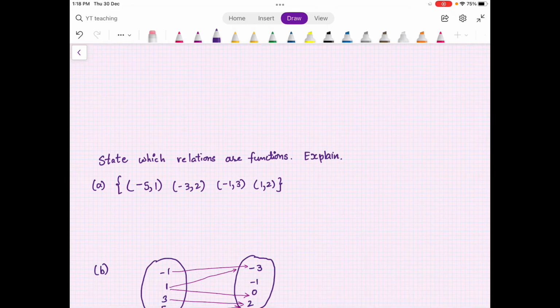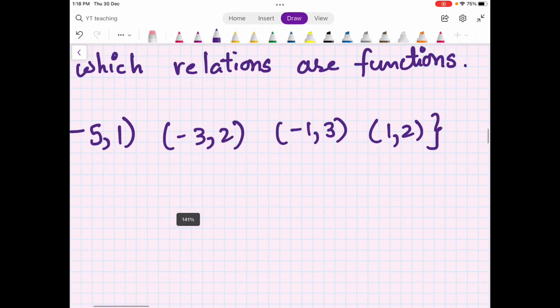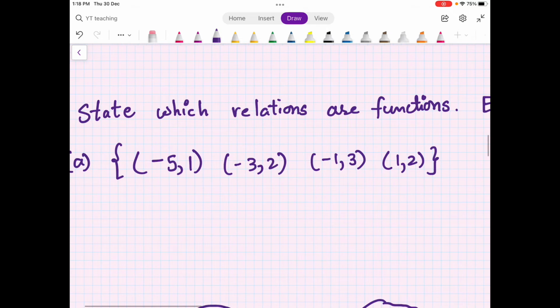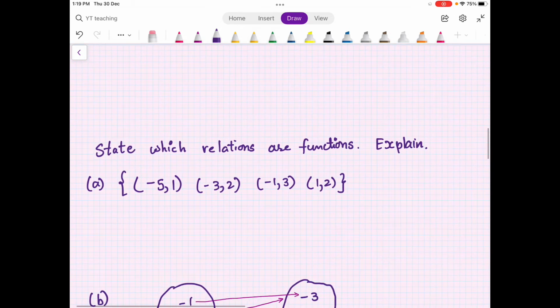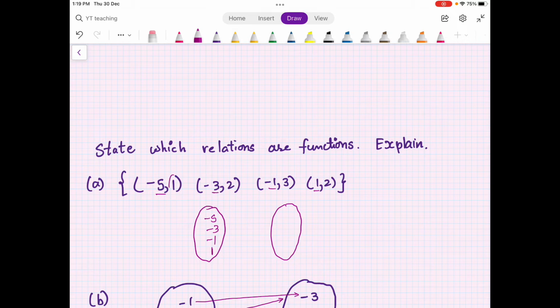Now, state which of the relations are functions. I have taken this particular example here. Like the last example, where we were given equations, now we have to see whether it is a function or not. Here you draw your domain set and range set. The domain here is -5, -3, -1 and 1. And the range here is 1, 2, 3. We don't have to repeat.